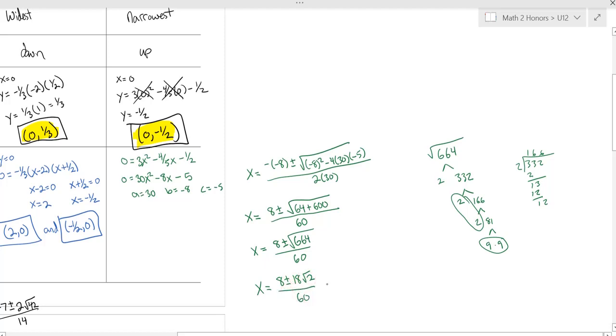Now we're going to look to reduce this fraction. We're going to look at the 8, the 18, and the 60. Ask what you can do with all those. You can divide them all by 2, and you get 4 plus or minus 9 square root of 2 all over 30. And there's our reduced form. So our x-intercepts will be 4 plus 9 root 2 over 30, comma 0, and 4 minus 9 root 2 over 30, comma 0.